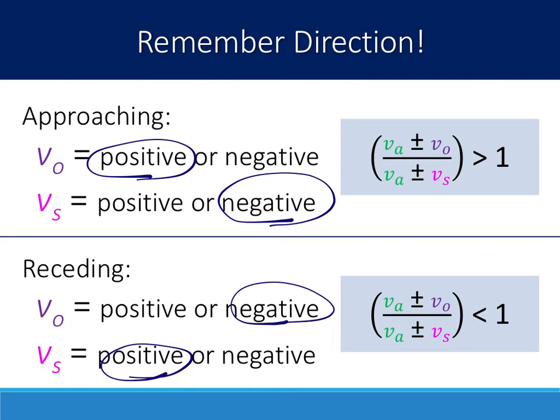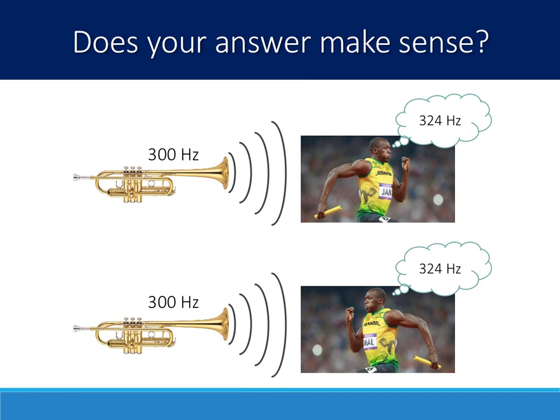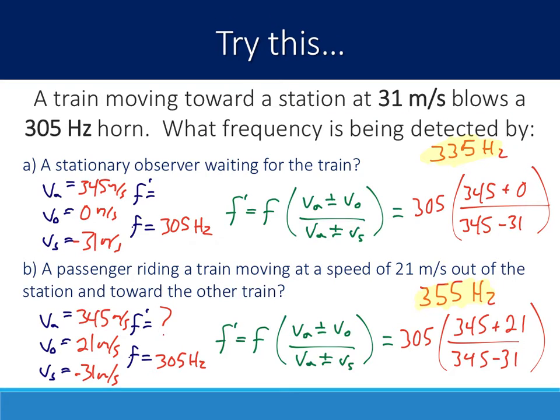All right, so let's see how this looks in this example. Take a quick look at the runner and make an educated guess. Do you think it's going to have a higher frequency or a lower frequency given the situation? So in the top situation, they're running away. Would that produce a higher frequency, or would running towards produce a higher frequency? Hopefully you said towards.